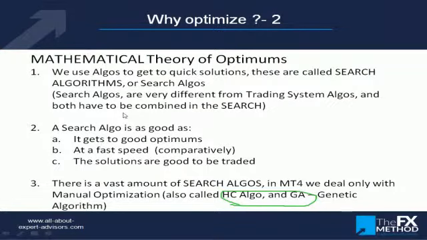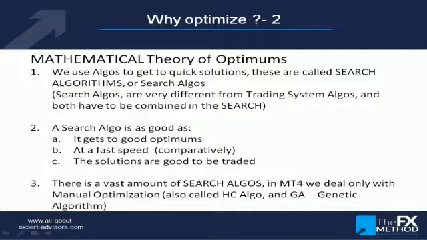I don't want to get much into the next slide. The thing is that we do this search through what we call the mathematical theory of optimums. We use search algorithms, ways of looking for optimums, because if we combine all the possible combinations in a trading system, we usually get quintillions of combinations. As you can imagine, it's a very long number, and you cannot calculate so many combinations.